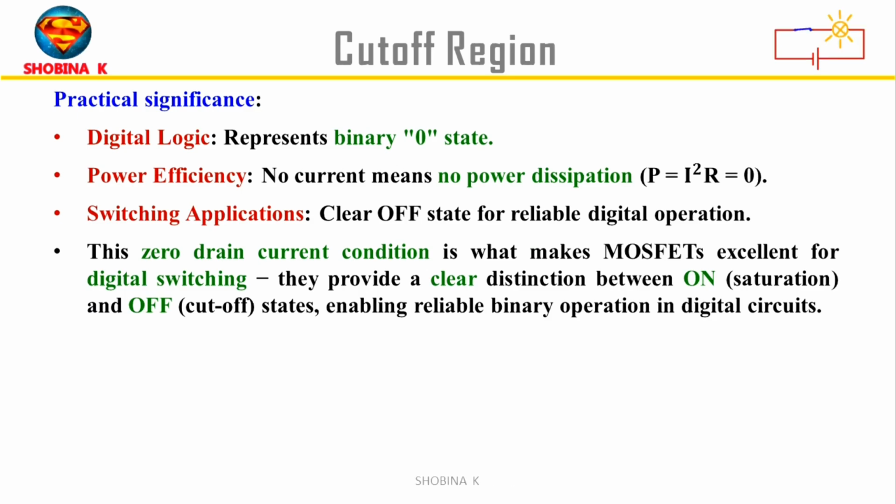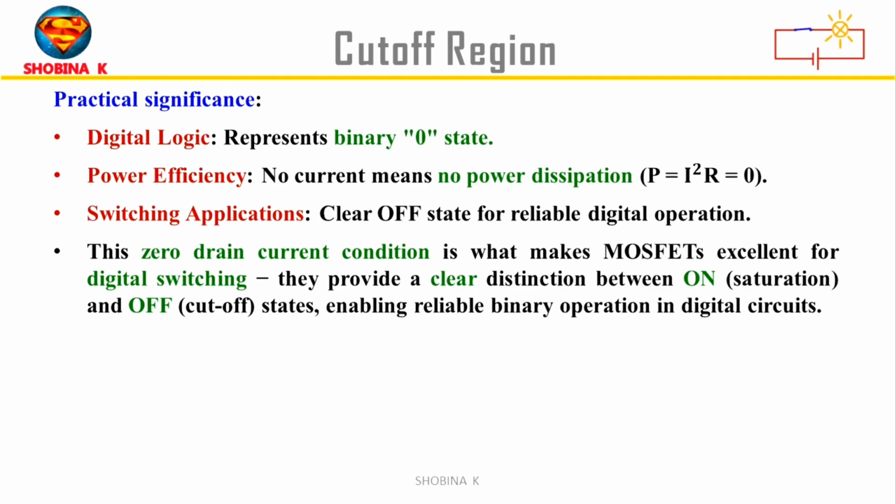Now let's understand the practical importance of cutoff region. In digital electronics, we use MOSFETs to represent binary values, that is either on or off. When MOSFET is in cutoff, no current flows. So we treat it as logic 0 or off state. So no current means no signal, which means binary 0. And then it saves energy, that is power efficiency. Since drain current is 0, there is no power loss at all.